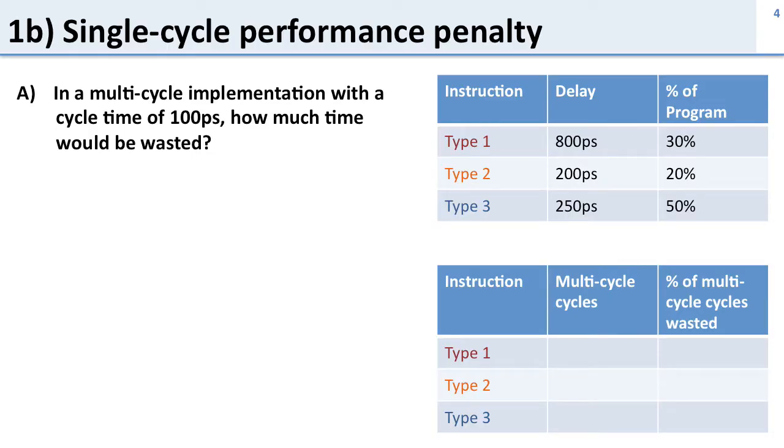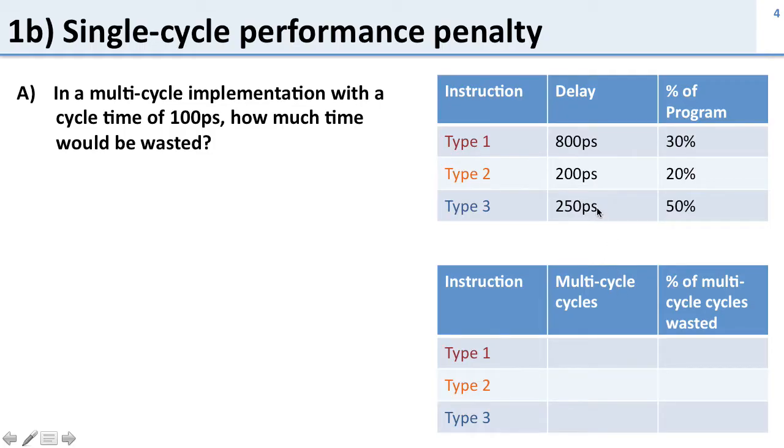All right, so here's another part of this question. In a multi-cycle implementation, with a cycle time of 100 picoseconds, how much time is wasted? So in a multi-cycle implementation, we're going to take each of these instructions and divide them up into 100 picosecond blocks. So this instruction here is 800 picoseconds, so we divide it up into 8 cycles. Now this one's a little harder. We can't divide this up equally by 100 picosecond cycles.